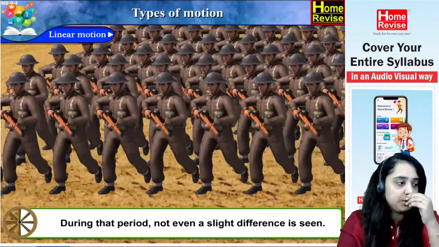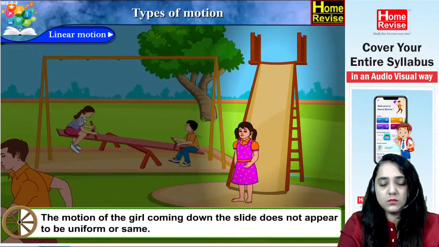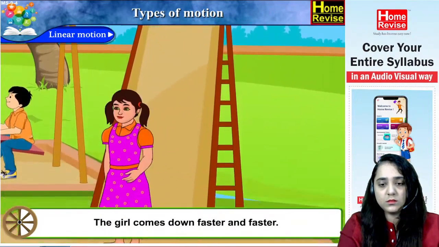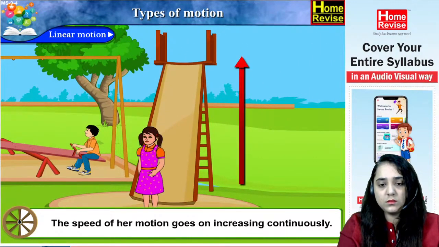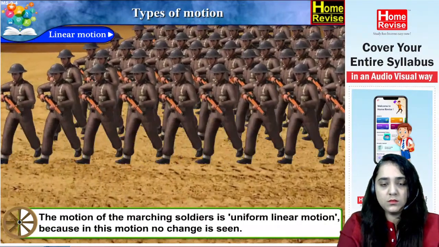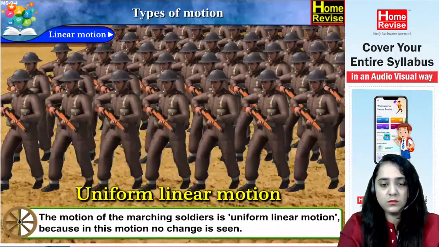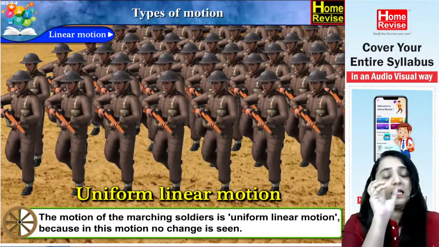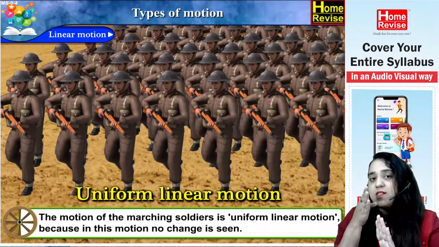Please pay attention. However, the motion of the girl coming down the slide does not appear to be uniform or the same. The girl comes down faster and faster. The speed of her motion goes on increasing continuously. The motion of the marching soldiers is uniform linear motion because in this motion no change is seen. So as I have the word linear, one thing is clear: it will be in a straight line.